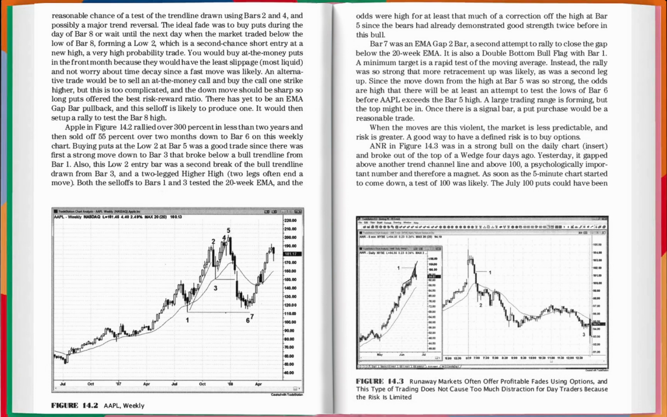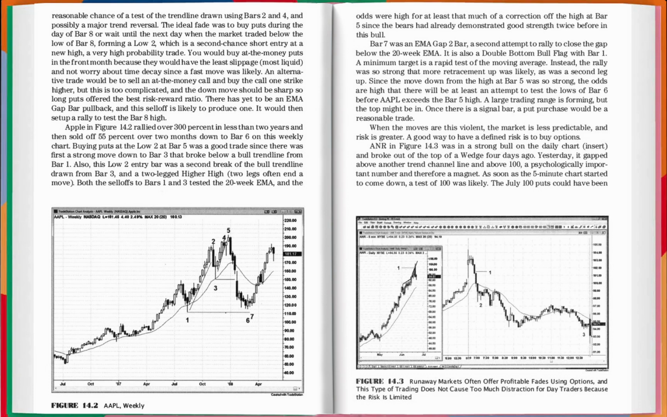You would buy at the money puts in the front month because they would have the least slippage, most liquid, and not worry about time decay since a fast move was likely. An alternative trade would be to sell an at the money call and buy the call 1 strike higher, but this is too complicated, and the down move should be sharp so long puts offered the best risk-reward ratio. There has yet to be an EMA gap bar pullback, and this sell-off is likely to produce one. It would then set up a rally to test the bar 8 high.